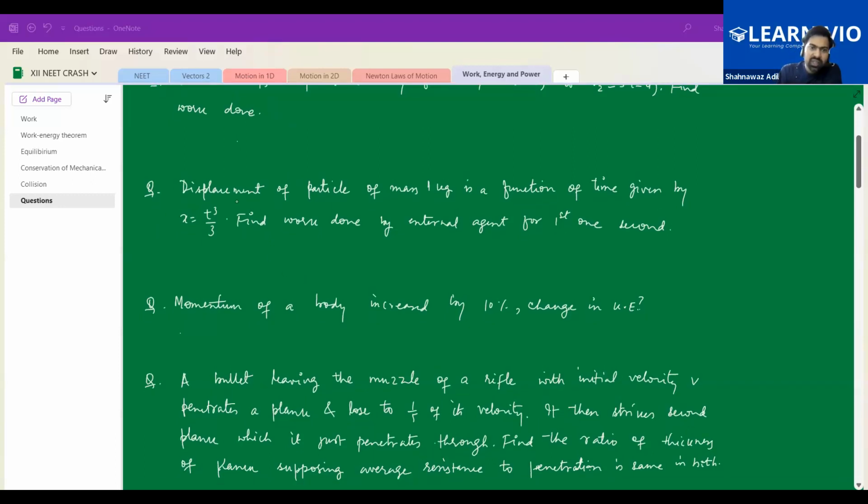Now let's find out this. We have this vector. Find work done by external agent for first 1 second, right? So for first 1 second, we have to find out what is the work done. So that would be how much? Okay, let's find that out.